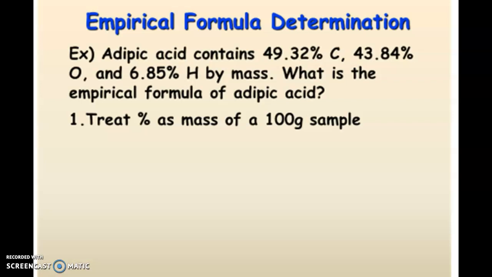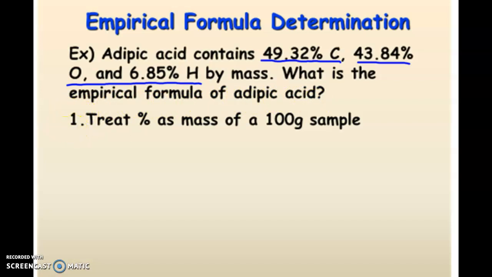So we have adipic acid contains 49.32% carbon, 43.84% oxygen, and 6.85% hydrogen by mass. So they're giving us the percent composition. What is the empirical formula of adipic acid? Okay, so here are the steps.